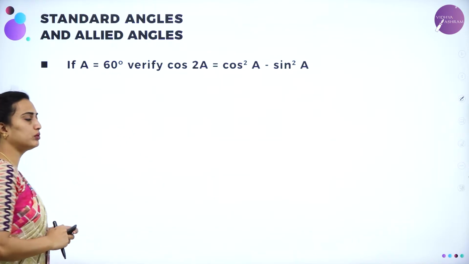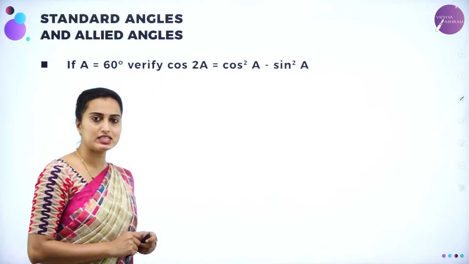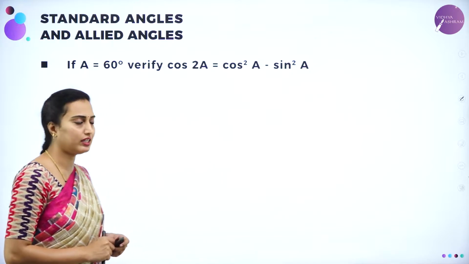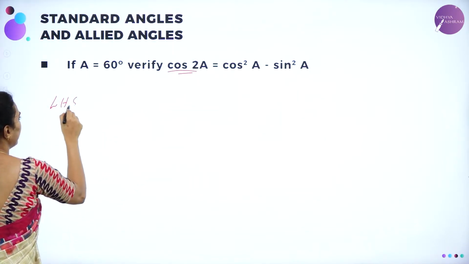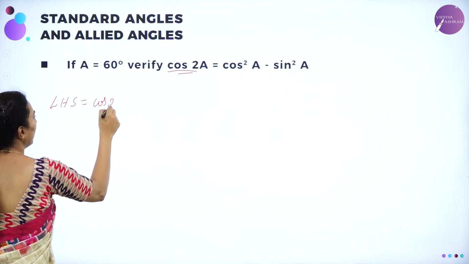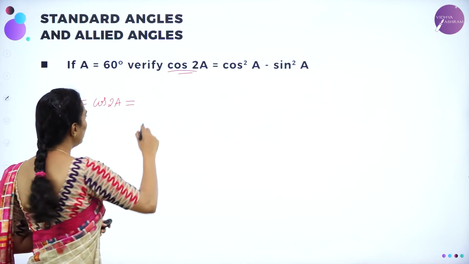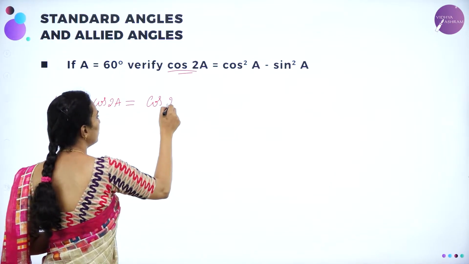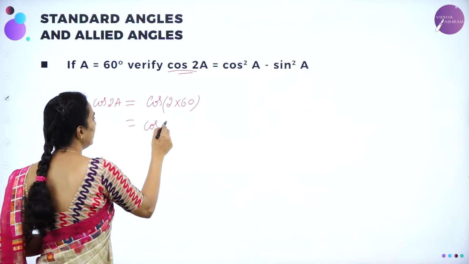If A is equal to 60 degree, verify that cos 2A is cos squared A minus sine squared A. Same method let us follow, taking the left hand side. The left hand side they have given is cos 2A. Let me substitute 60 degree in place of A. So it will be cos 2 into 60 degree, which is cos 120 degree.